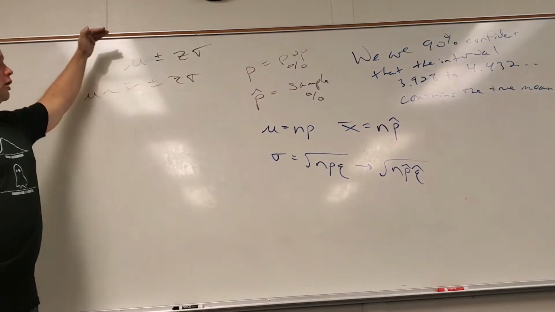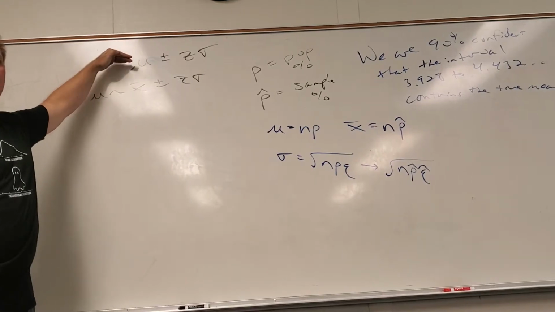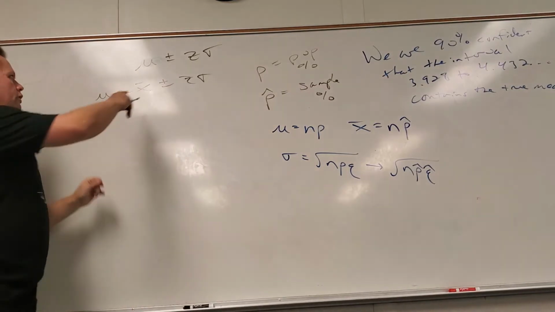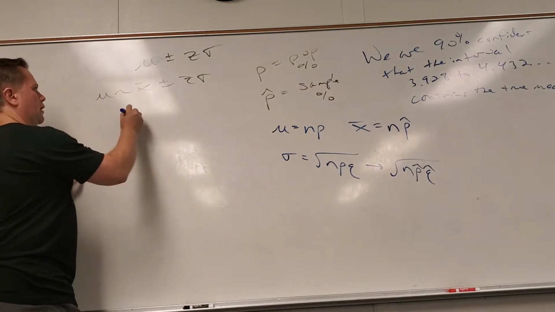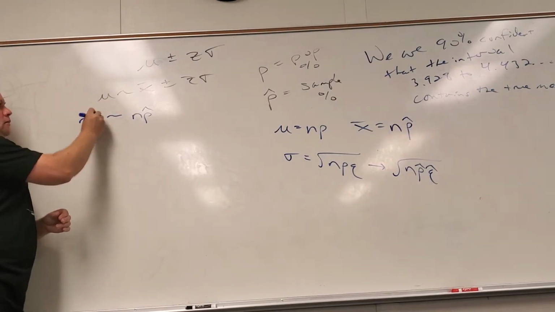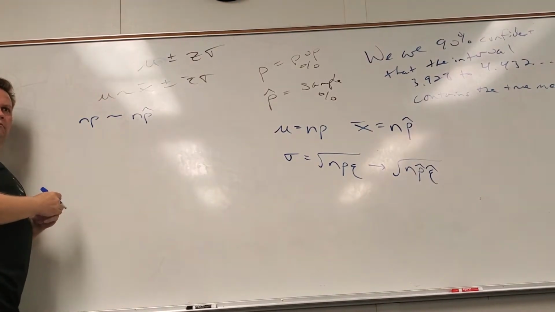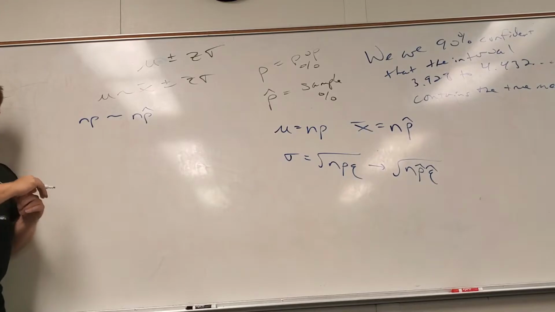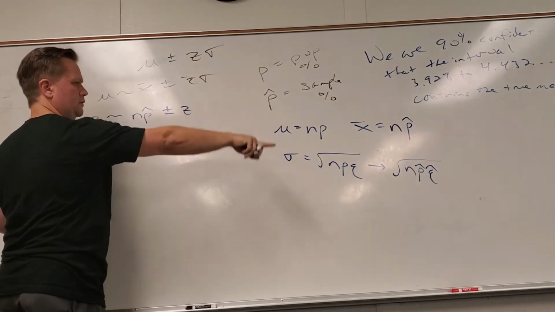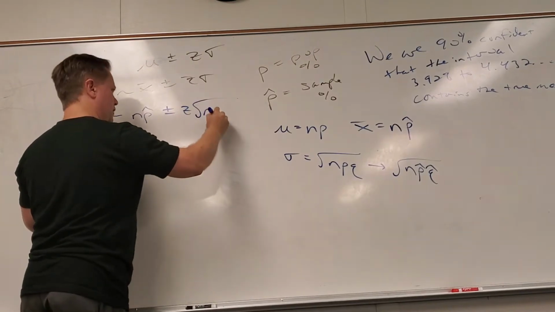So again, I start with the basic idea, but then I throw in what's specific to what I'm dealing with. So I replace X bar with NP hat. At the same time, I replace mu with NP, give or take Z times the square root of NP hat Q hat.